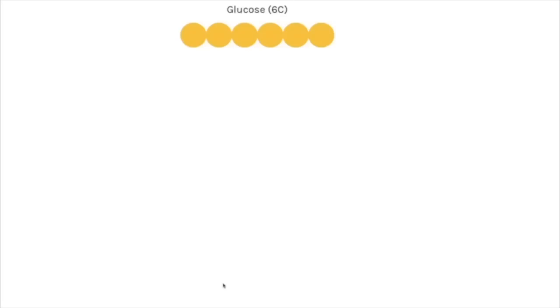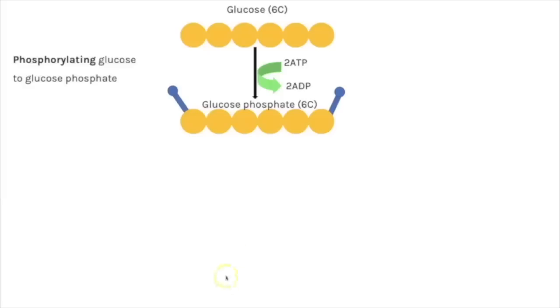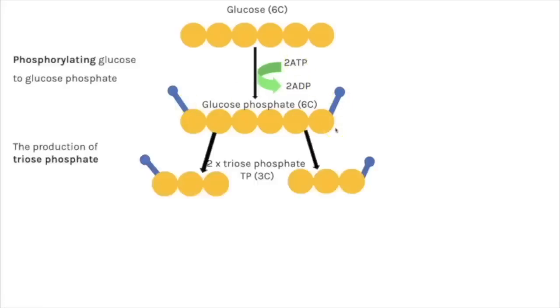So let's just have a look at what that would be on a diagram. Again, the yellow circles are representing carbon. So glucose is a 6-carbon compound. We said the first thing that happens is glucose is phosphorylated, and what that means is phosphate groups are added to it. Now we're going to add 2 phosphate groups, so we need 2 ATP molecules, and that creates glucose phosphate. That is an unstable compound, so it splits into 2 3-carbon compounds called triose phosphate.